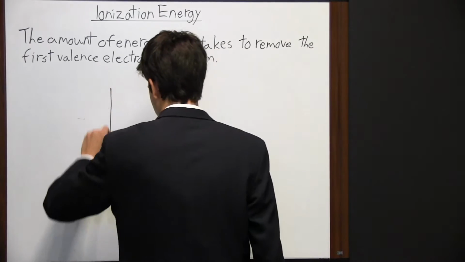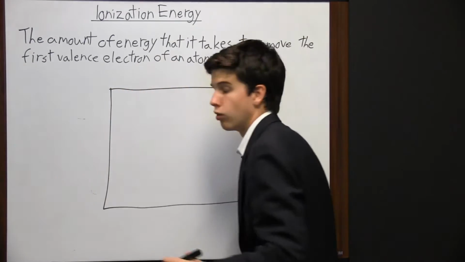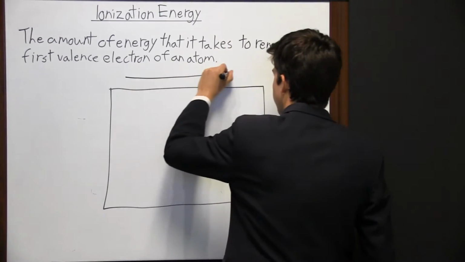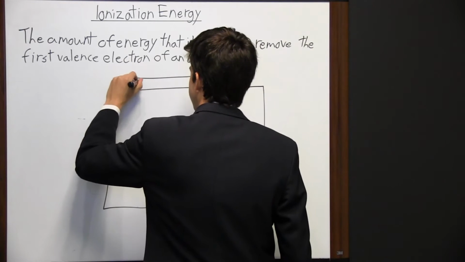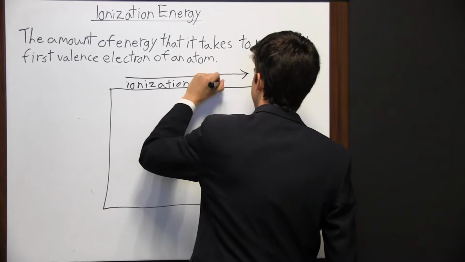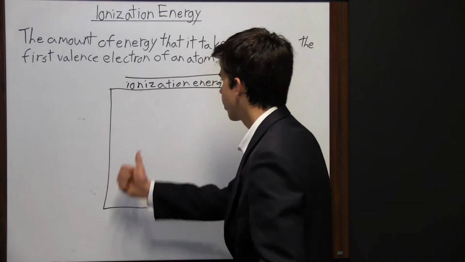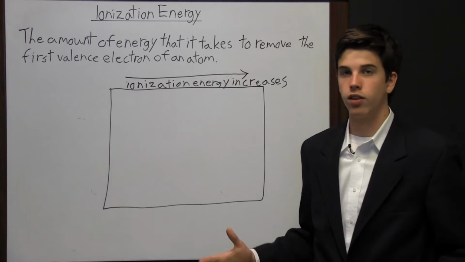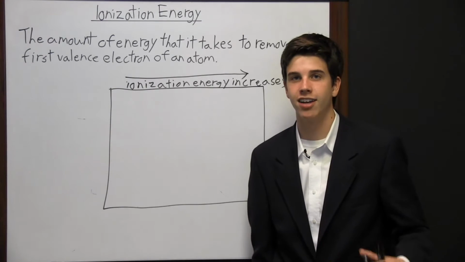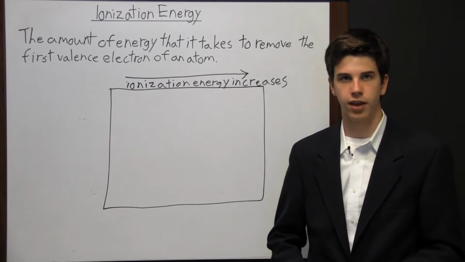So if you think about the periodic table like a rectangle, even though it's not a perfect rectangle, you have rows, or we can also call them periods, that run from left to right. Now, as you go from left to right, the ionization energy increases. So the farther you go to the right along a row, the larger the ionization energy gets. So fluorine has a higher ionization energy than lithium because fluorine is farther to the right than lithium.